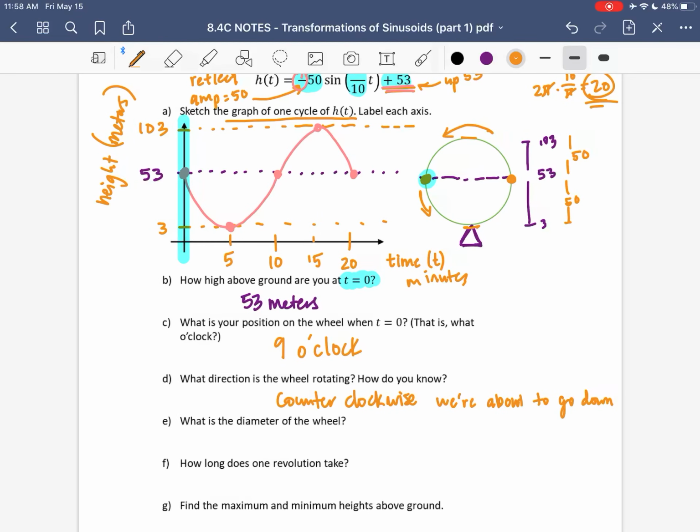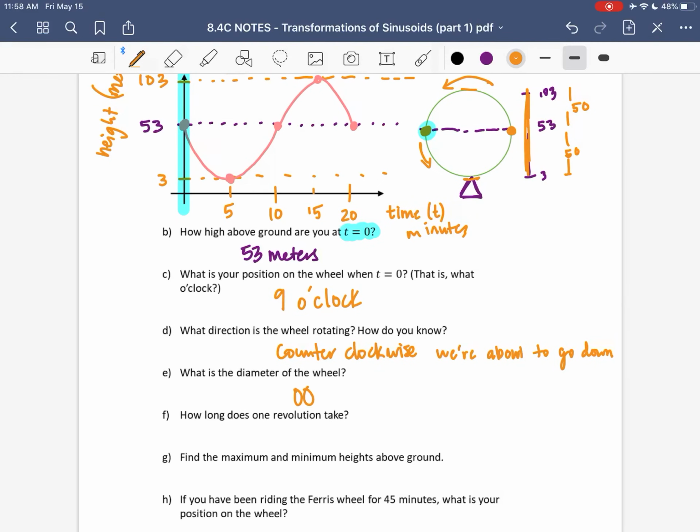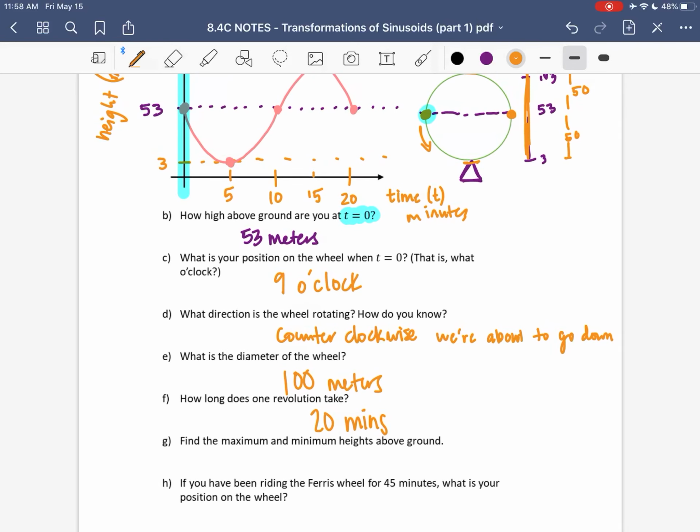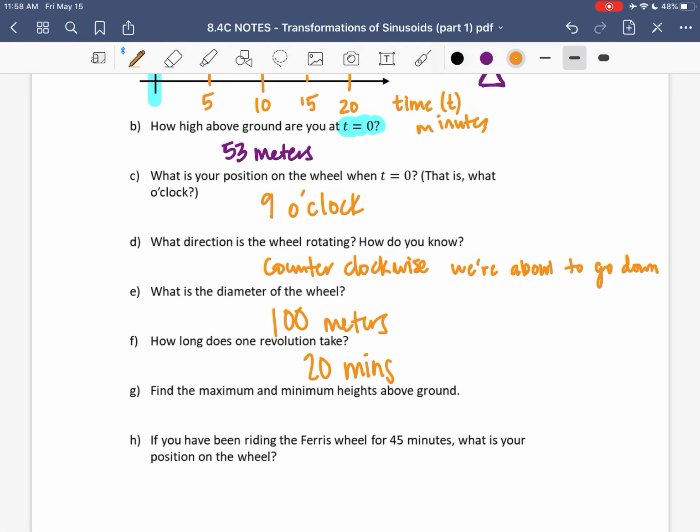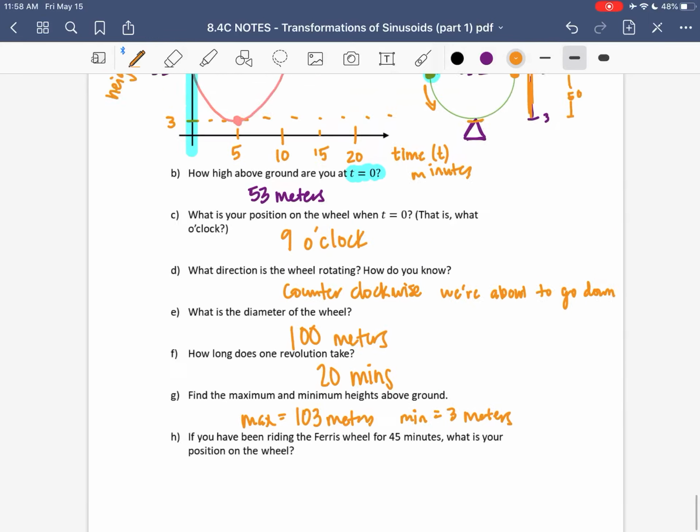Okay, what is the diameter of the wheel? Okay, so the lowest point was 3, the highest point is 103, so the diameter is 100, the whole thing, 100 meters. How long does one revolution take? Well, it takes 20 minutes. That's what we figured out with the period. Find the max and minimum heights above ground. Oh, we did that. So the max height that you got was 103, because you're lifted. The middle is 53, you go up 50. So max is 103 meters. And the min is 3 meters when you're like scraping the ground at the bottom.